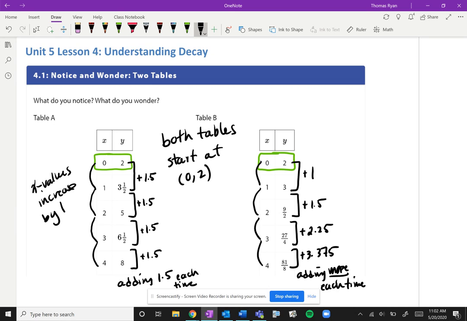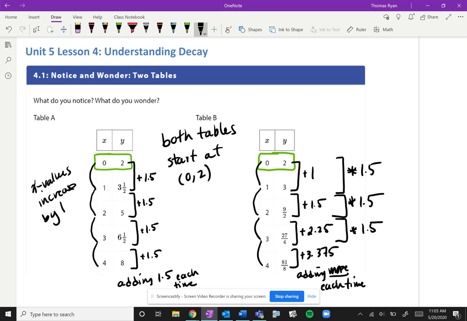Well, the thing I want us to notice is that instead of adding more each time, really, to get from 2 to 3, we times by 1.5. And to get from 3 to 4.5, we times by 1.5. And to get to the next one, we're actually timesing by 1.5. So we have these two different ideas here.